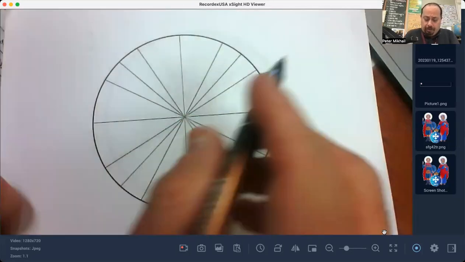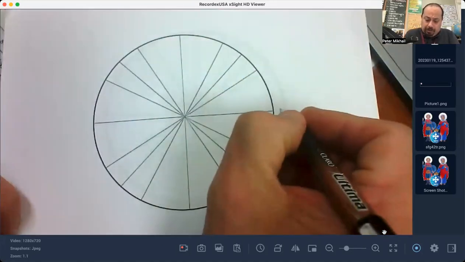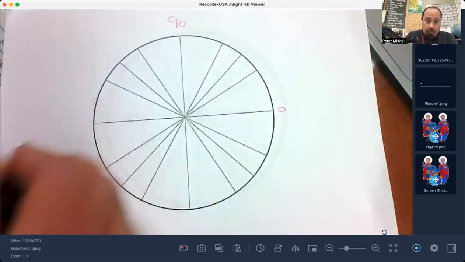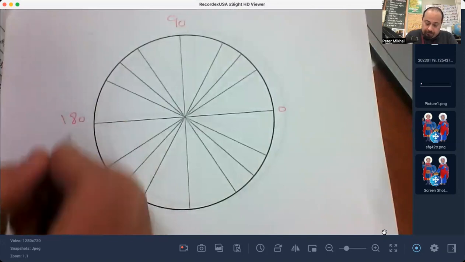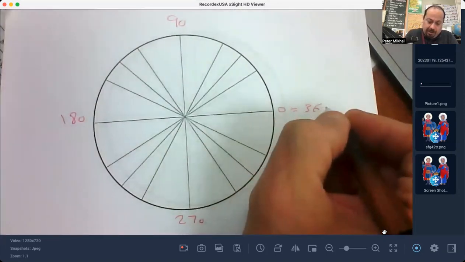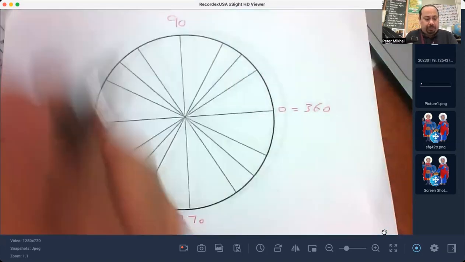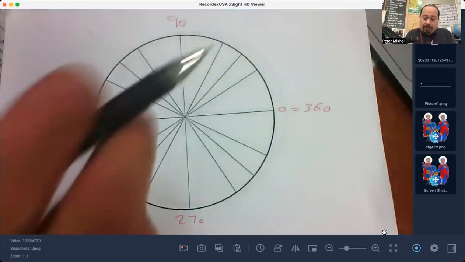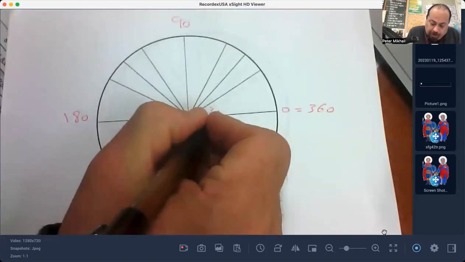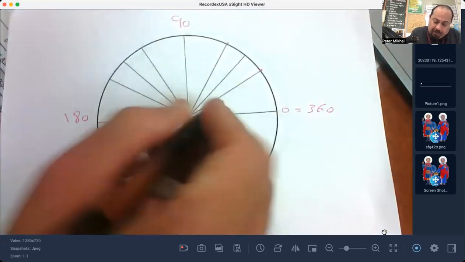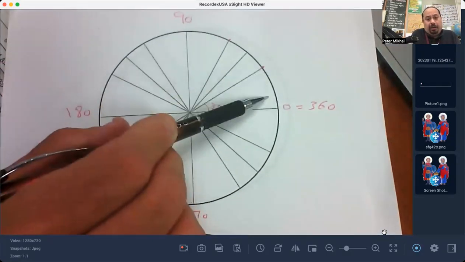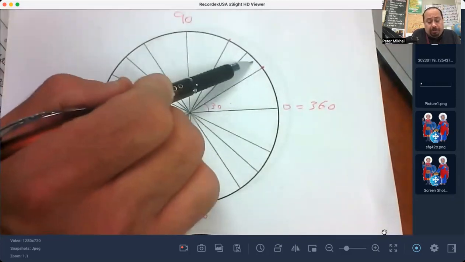The first thing you need to know when you write the angles is the main four angles: 0, 90, 180, 270, and 0 is the same as 360. If you want to add another cycle, you could. Now, every angle here is 30 degrees. Between every two main angles, you've got 30 degrees, 30 degrees, and 30 degrees. The big space is 30 degrees, the little space is 15 degrees.